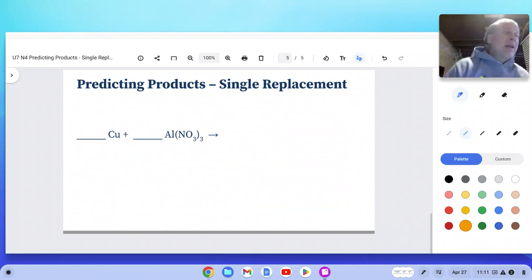I would like it if you took the time to pause the video. And if you paused the video, did it yourself, checked your answer when we're all said and done here, that would be fantastic. So I'm going to give you a second to pause the video and work through this.